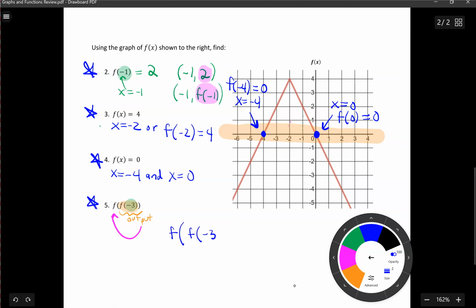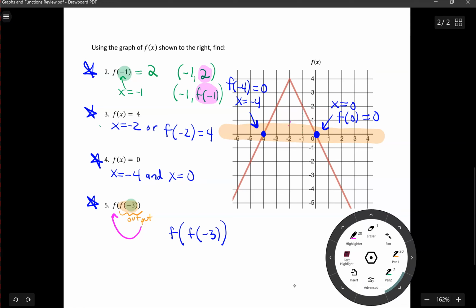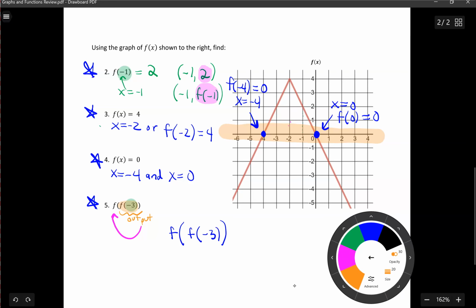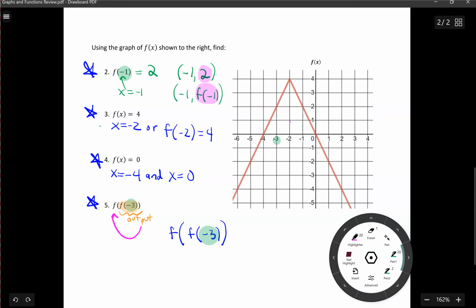You always start with the innermost parentheses and work out. So if I plug -3 into my function, what do we get? Let's go look at the graph. If I put -3 into the function, here's x equals -3. I come up, I locate the related output. The related output is a 2. So I can replace f of -3 with the number 2. If I put -3 into the function, it's an output of 2.